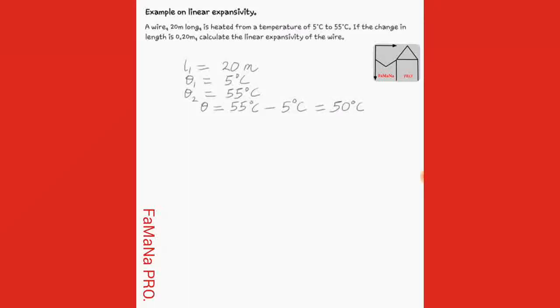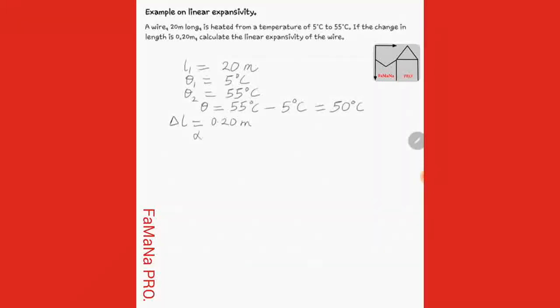Okay, then from the question we are also given the change in length that has taken place to be 0.20 meters. There is a change in length because the wire expanded when the temperature increased. So the change in length that occurred after heating the wire from 5 degrees Celsius to 55 degrees Celsius is 0.20 meters.